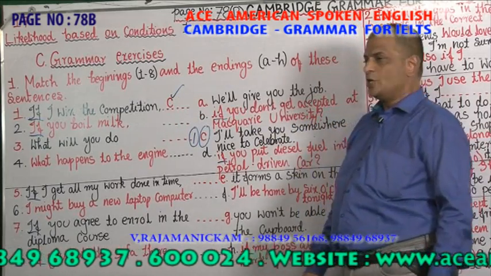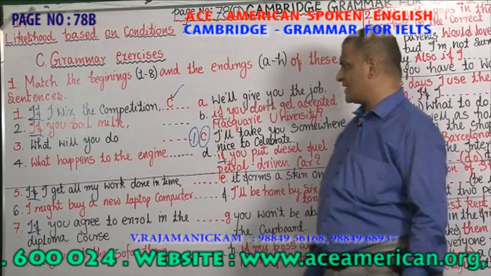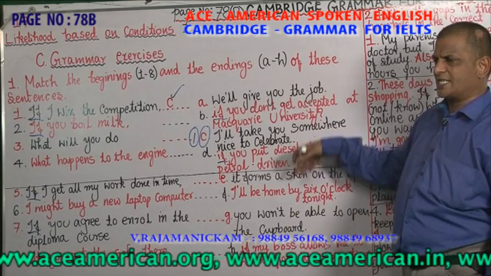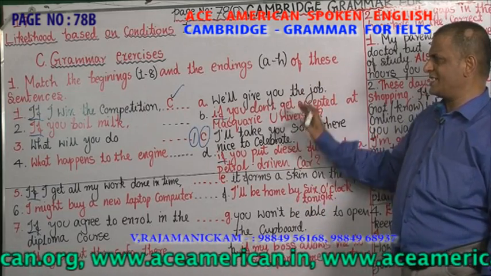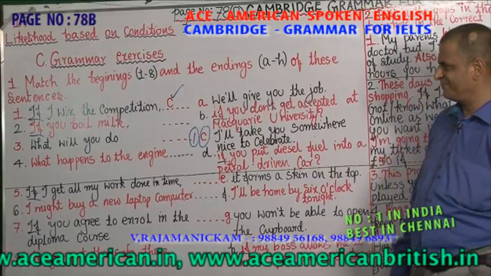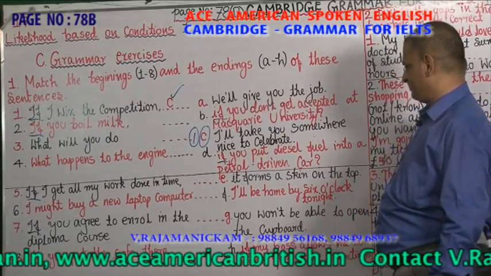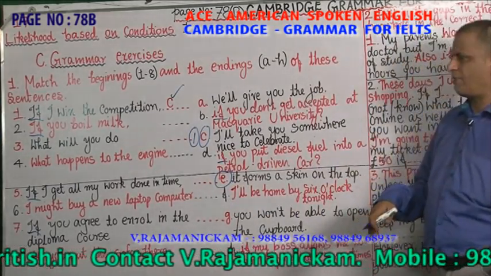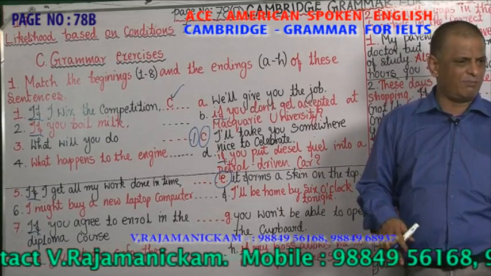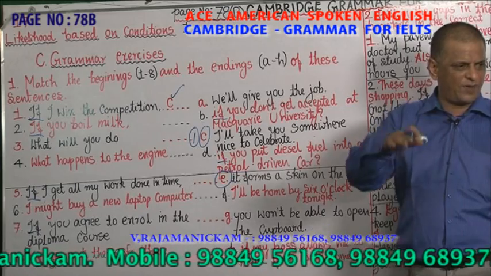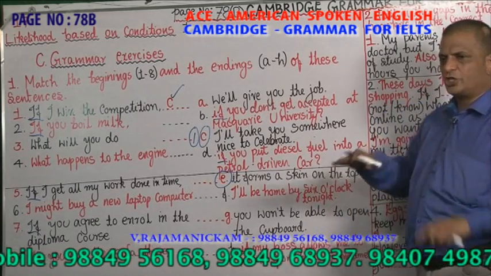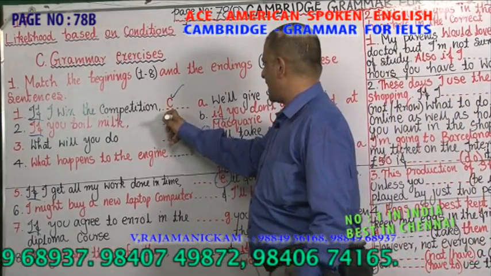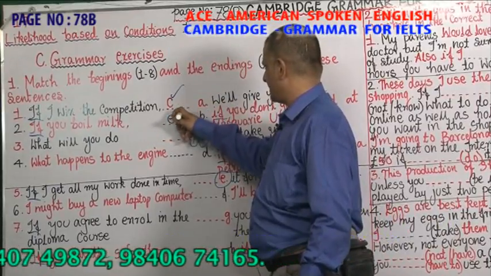Second sentence, if you boil milk, what is the answer? If you boil the milk, the resultant, the consequences, what is that? What is the number? E. It forms a skin on the top, right? Have you seen your mom boiling the milk? What happened on the top? You find a layer, right? So for second it is E. Am I correct? Yes, 2, E.